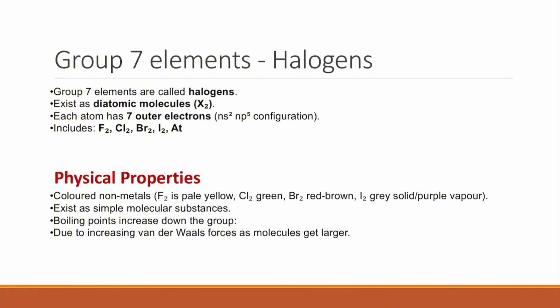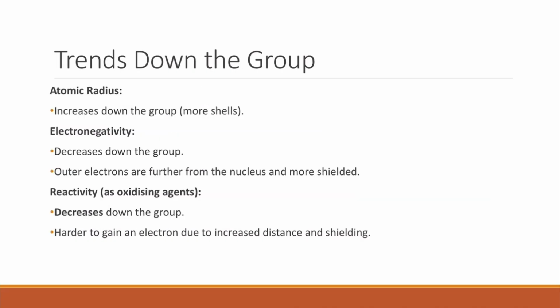The boiling point of these will increase down the group. This is because the size of the molecules or the size of the atom becomes bigger, and that means the van der Waals forces of attraction between the molecules will increase and would need more energy. So the boiling and melting point increases down the group.